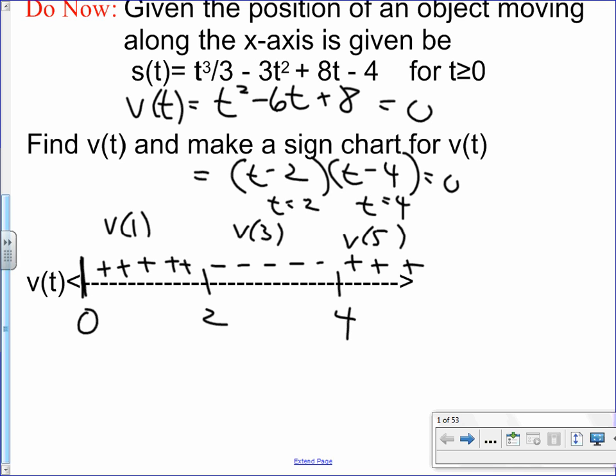Now we have a sign chart for velocity. We know for what times the velocity is positive, when the object's moving right, and what times the velocity is negative, so we know when the object's moving left. And also we know when the velocity changes sign. We know when it turns around. It would turn around at 2 and 4.